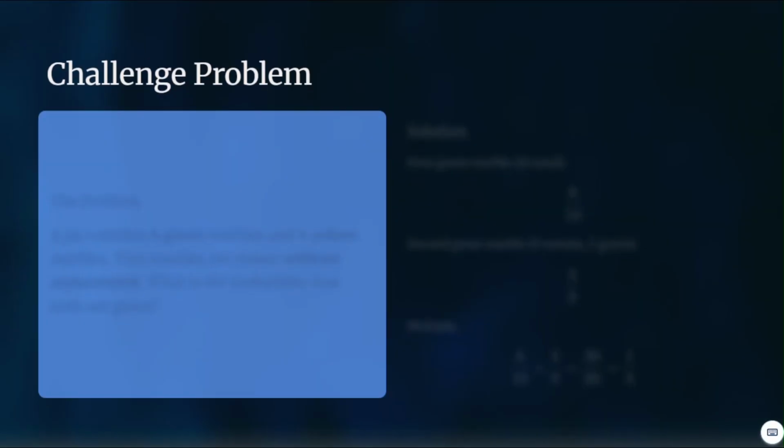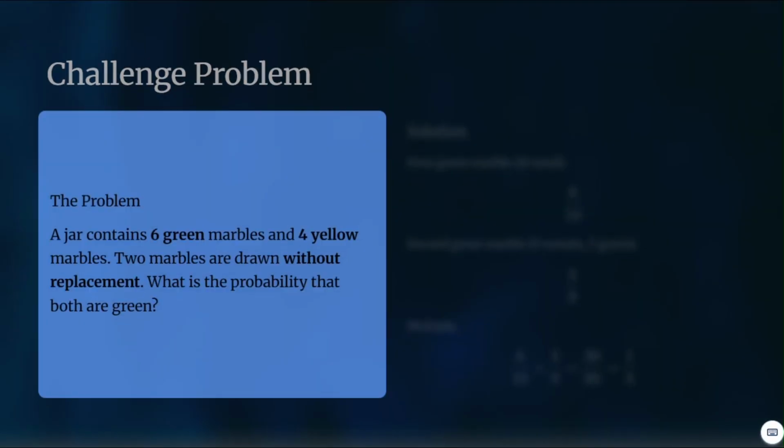Here's your challenge for today. A jar contains 6 green marbles and 4 yellow marbles. 2 marbles are drawn without replacement. What is the probability that both are green? Try it yourself before reading the solution.